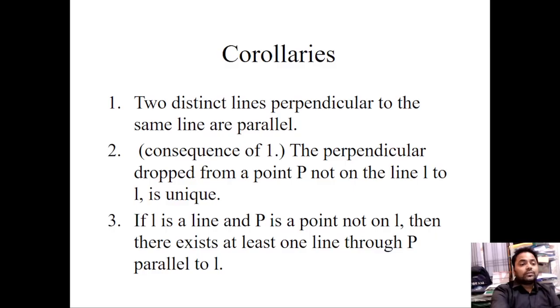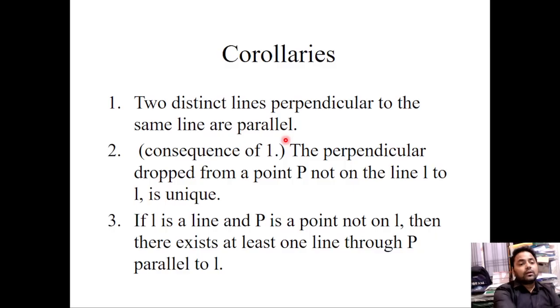These are the corollaries. First, 2 distinct lines perpendicular to the same line are parallel. Second, a consequence of 1: the perpendicular dropped from a point P not on the line l to l is unique.